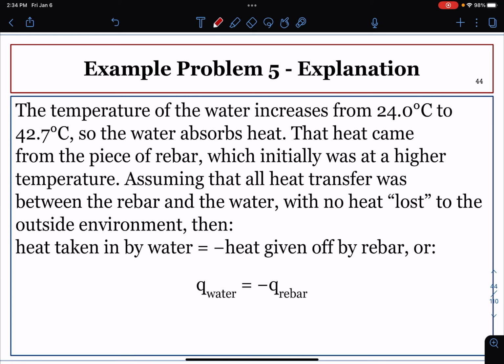So let's look at this explanation of the problem. The temperature of the water is increasing from 24 to 42.7 degrees Celsius. So that tells us that the water is absorbing the heat. And all of this heat is coming from the piece of rebar, which was initially at a higher temperature, and that higher temperature is what we're trying to solve for. So assuming that all heat transfer was between the rebar and the water, with no heat lost to the outside environment, then heat taken in by the water is equal and opposite to the heat given off by the rebar. Or, with math, we say Q of water is equal and opposite to Q of rebar.